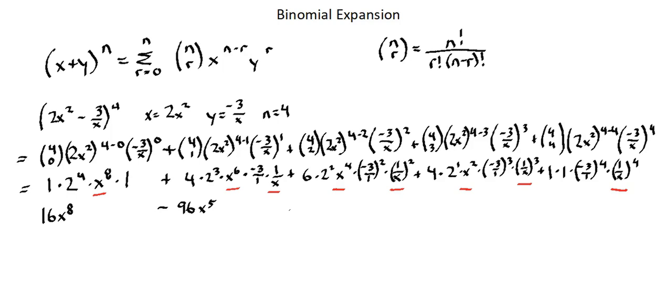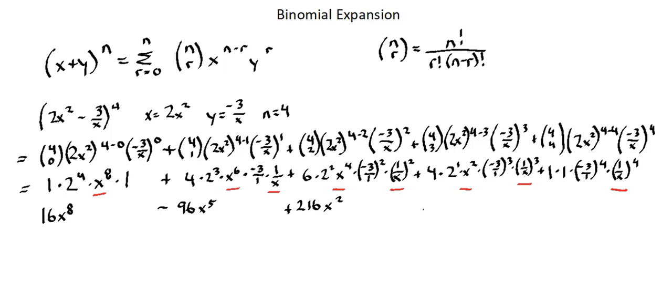Going on to our third term, our constants are 6, 2 to the power of 2, and negative 3 over 1 to the power of 2. This will be a positive term. 6 times 4 times 9. 6 times 4 is 24, and 24 times 9 is 216. And our x terms are x to the power of 4 and 1 over x to the power of 2, which leaves us with x to the power of 2.